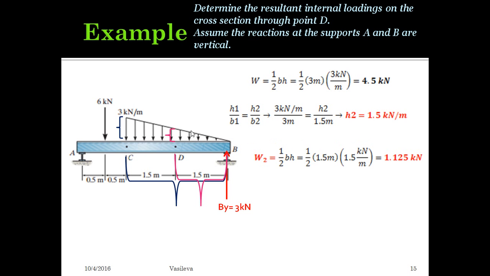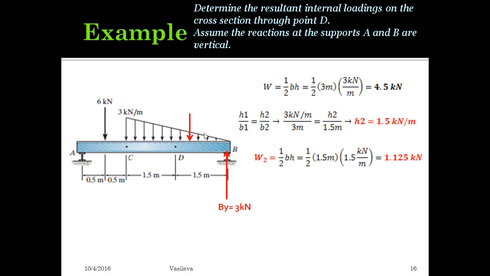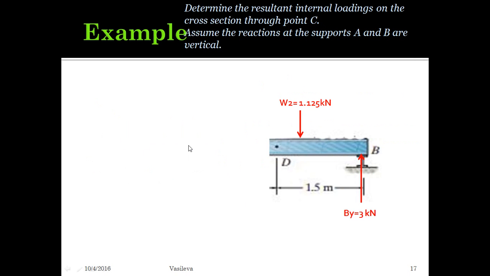So that means we can find our distributed load for the little triangle by just doing 1/2 base times height. We just determined that the base is 1.5, and the height is 1.5 kilonewtons per meter. So we end up with W2 equals 1.125 kilonewtons. Where is it located? We know that the centroid of a triangle is located 1/3 away from the fat base. So 1.5 times 1/3, it's 0.5 meters away from point D. Alright, I hope that makes sense.